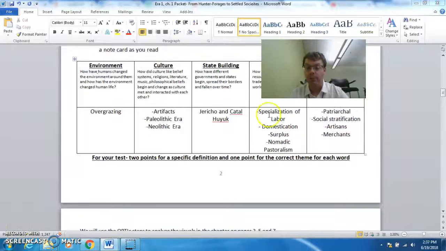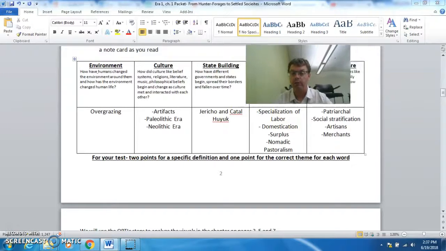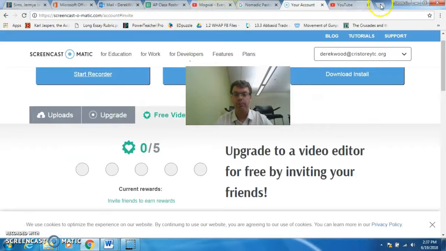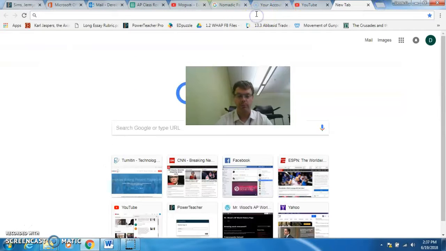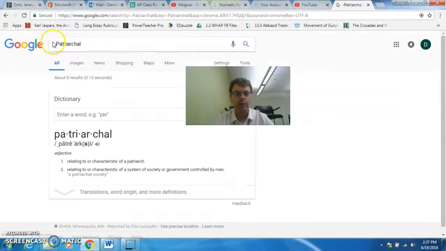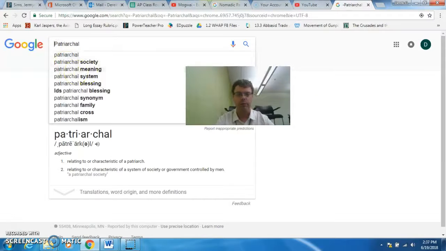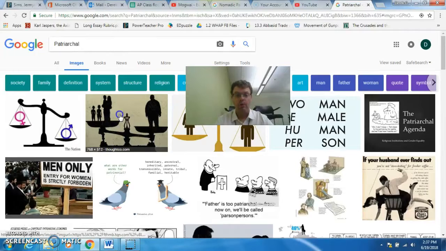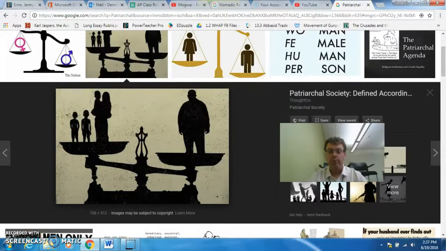All right, let's finish up our key vocab with our last one, which is social structure. So let's look at our first word, which is patriarchal. So let me put that right there into the Google. Patriarchal. And yeah, let's go to images for that. There we go. Patriarchal basically means a society dominated by men.